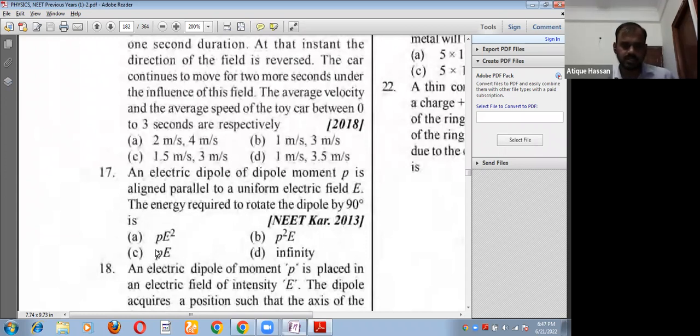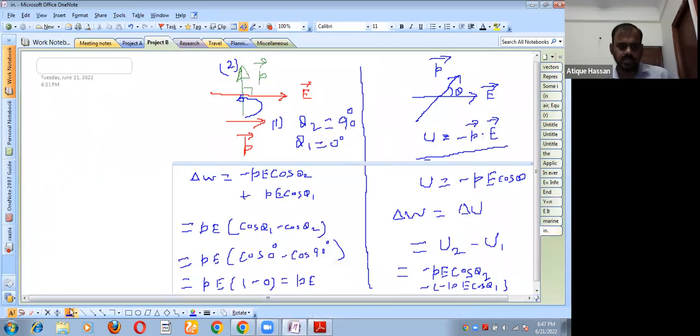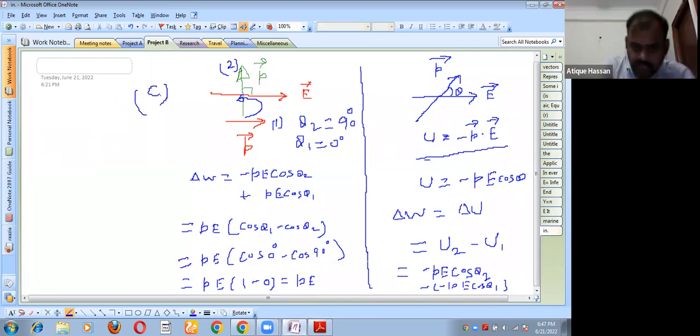C is the correct option. The correct answer is C. Have you got this? Was it easy or tough?